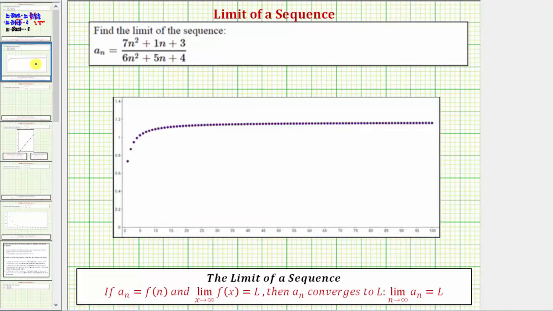And now let's look at this sequence graphically. This graph shows the terms in the sequence where we have n along the horizontal axis and a sub n along the vertical axis. Notice as we generate more and more terms, the terms do seem to approach a particular value, which in this case is 7/6, and 7/6 is approximately 1.17, and notice how here we have 1.2 on the vertical axis. So it does appear from the graph the terms in the sequence are approaching the value of 7/6.